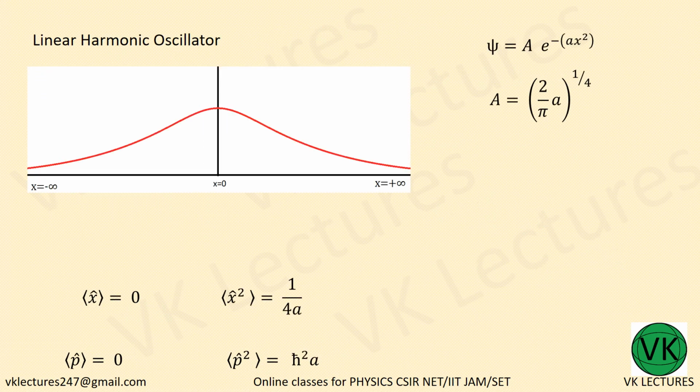For the linear harmonic oscillator, we have the wave function psi = A e^(-ax²). The normalization constant A = (2a/π)^(1/4), where a is the coefficient of x². Now the expectation value of x equals 0. The expectation value of p is also equal to 0. The expectation of x² is 1/(4a), and the expectation of p² is ħ²a.